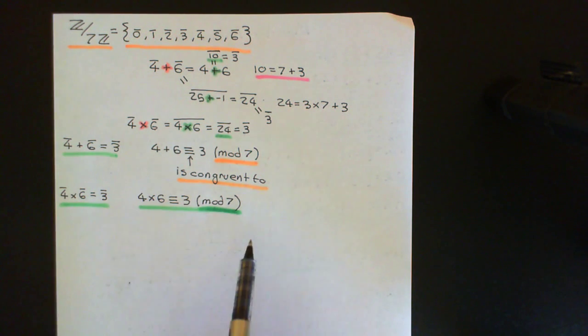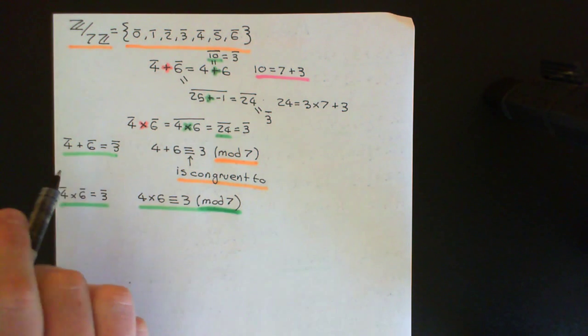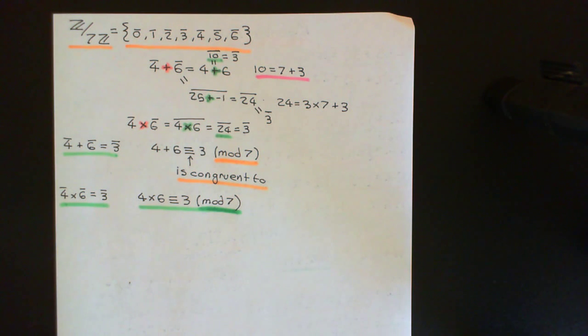But that is the old notation, and you will see it used. A lot of texts on number theory still use that notation. That's all that it means. It just means add 4 bar and 6 bar together in Z mod 7Z and it gives you 3 bar. And with that we will end this video.